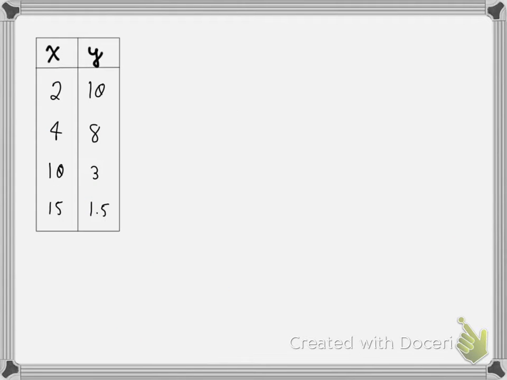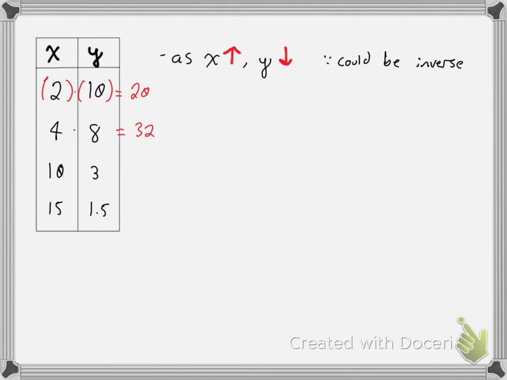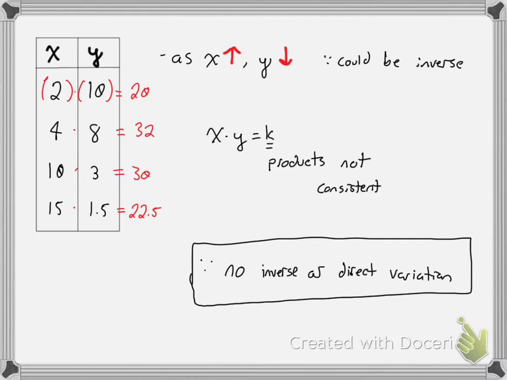Let's look at another example. So here we have x and y values. I go from 2, 4, 10 to 15, and then I go 10, 8, 3, 1.5. Again, I'm seeing, okay, my x values are going up, my y values are going down. This could possibly be inverse variation. So let me check to see if I have that constant k value, then I would know for sure. So 2 times 10 gives me 20. Already see here, that's not matching up. None of my values match up. So my x times y values are not some constant value of k, so I don't have a consistent proportion here. So there's no inverse or direct variation here.